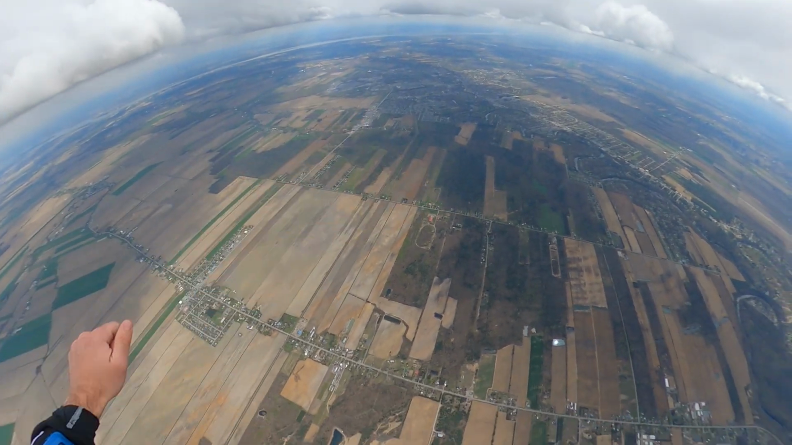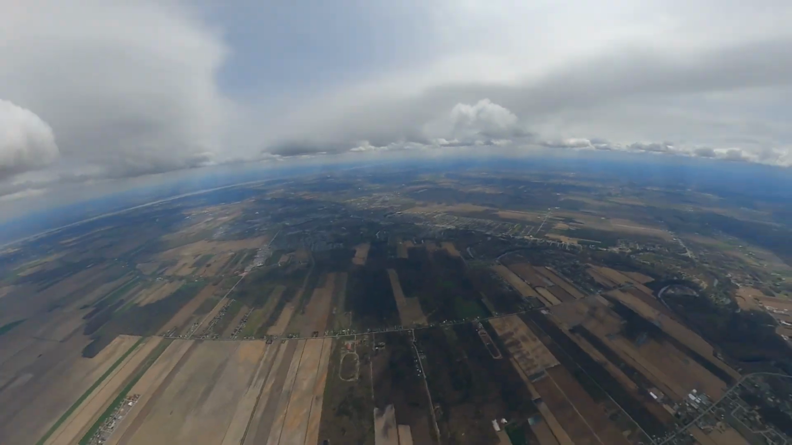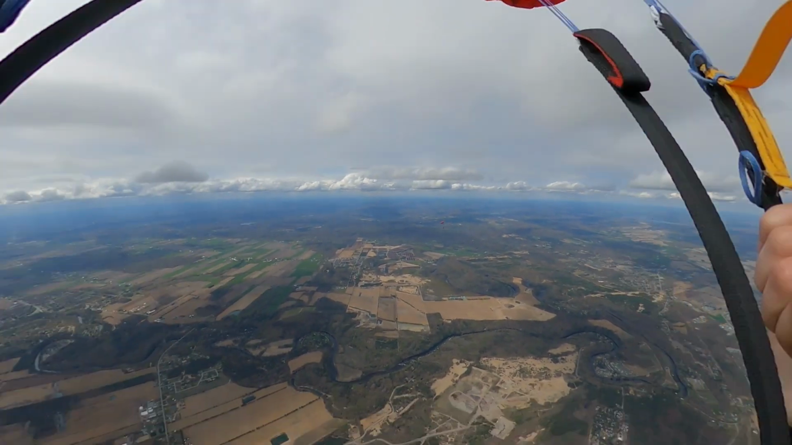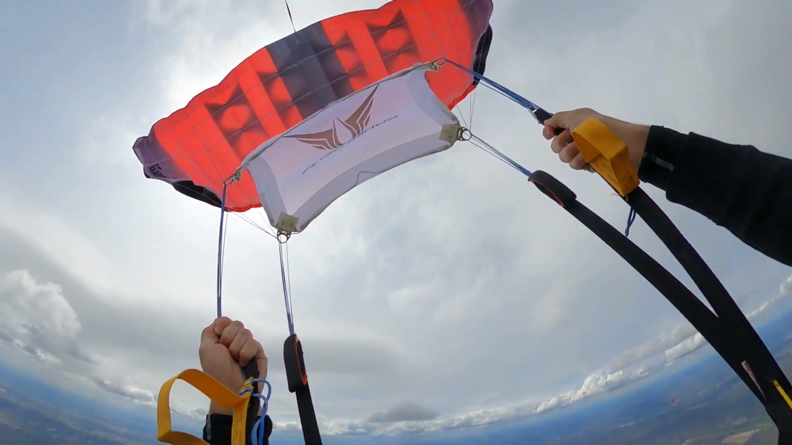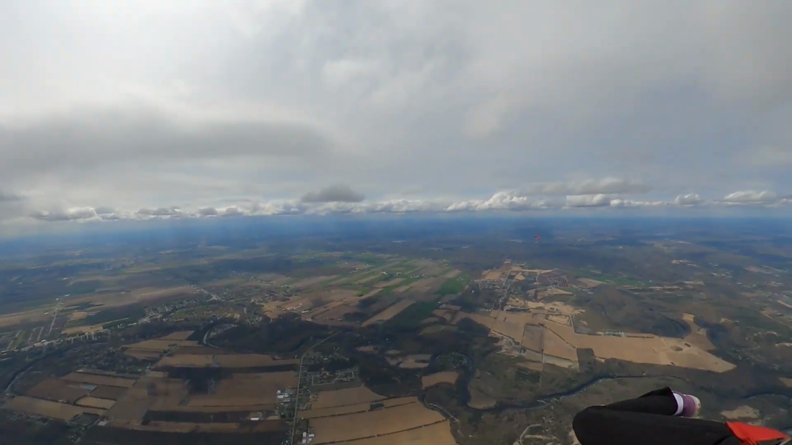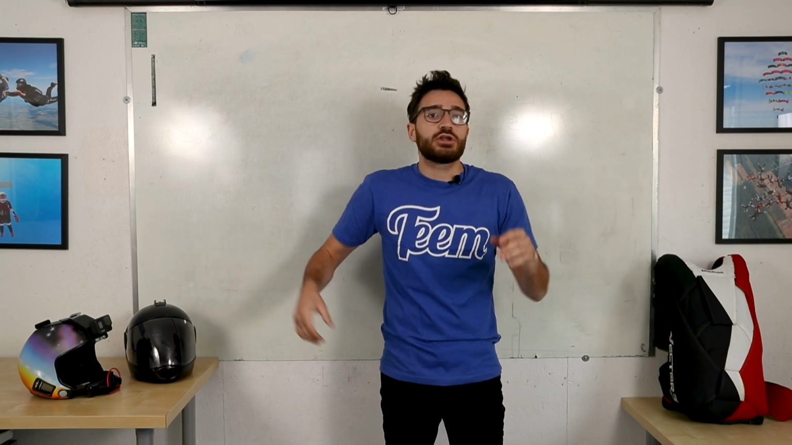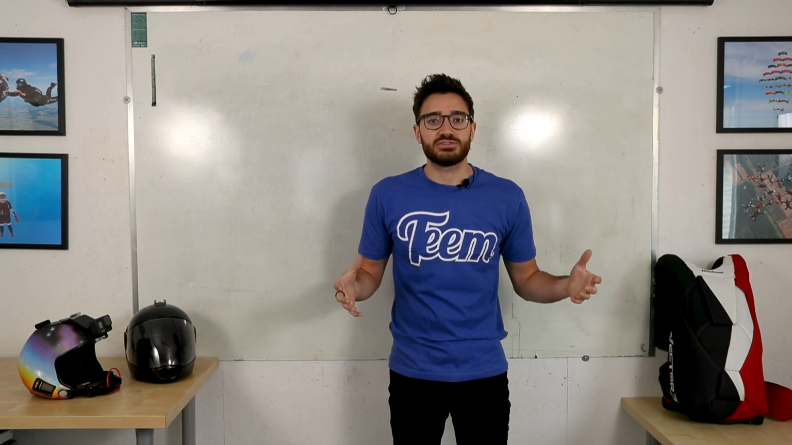When we do hop and pops, there is still an order. We wanna make sure the people with the smallest canopies and the highest wing loading jump out first, and they're gonna take the longest delay. That means they're gonna wait the longest before they pull their parachute. And the people with the biggest parachute and the lightest wing loading, they're gonna jump out last, and they're gonna take the shortest delay, which means they're gonna pull the quickest compared to the others.